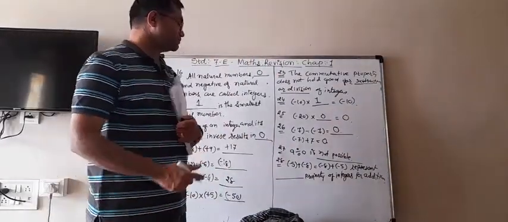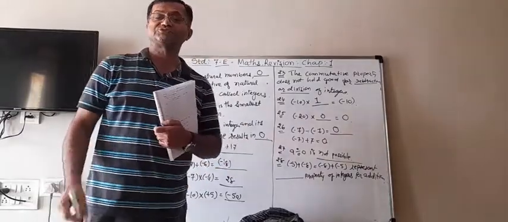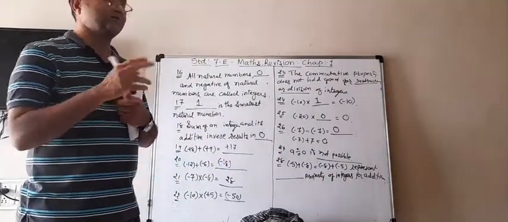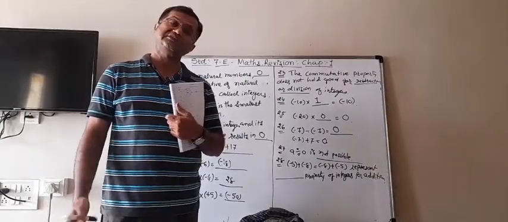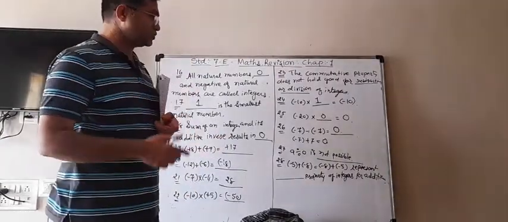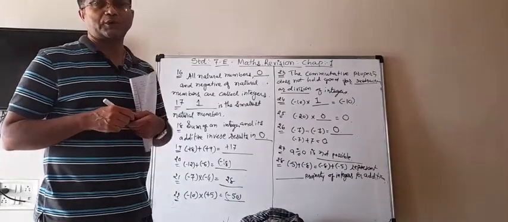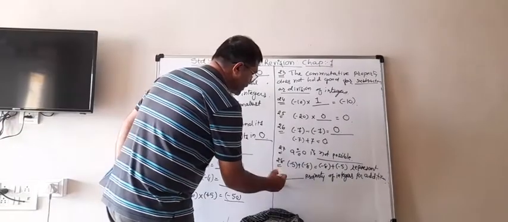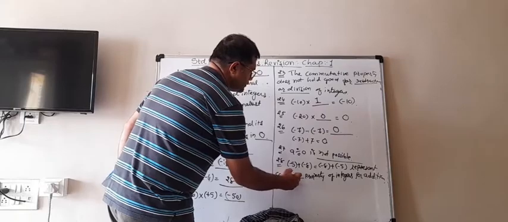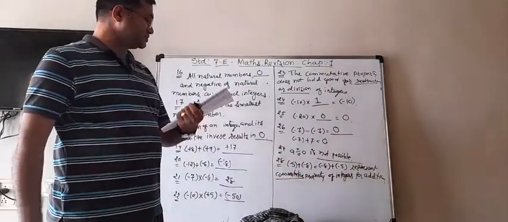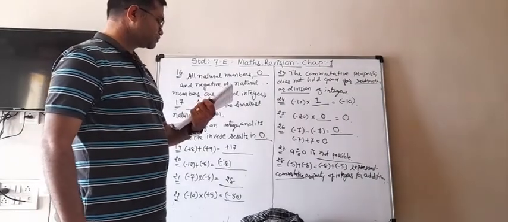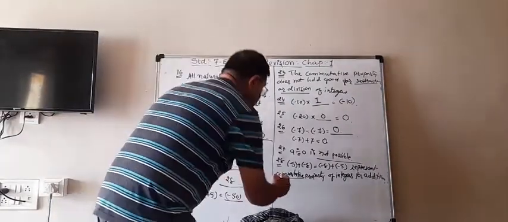Now here, in addition, the property that if you change the order, it doesn't matter and the answer will be the same, is known as the commutative property. So your answer is commutative property of integers for addition. Next, 29.